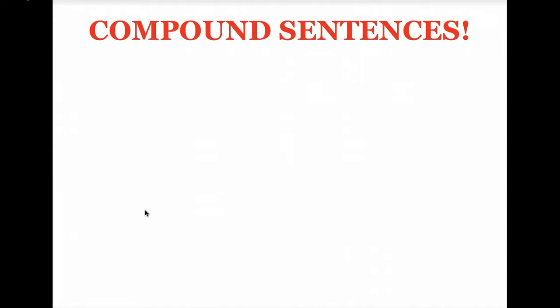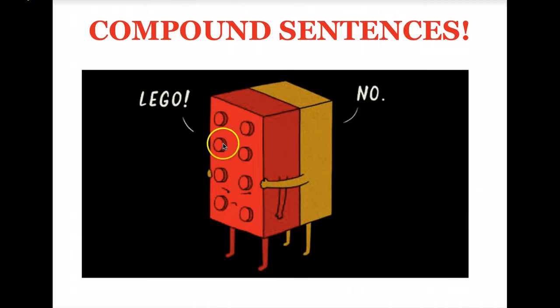Second kind of sentence, compound sentences. Now we're getting exciting, right? We're getting a little more complicated. This is a good visual to think of. Two pieces of Legos, this one's saying Lego, this guy's saying no. The reason why this is a good visual to go along with compound sentences is we have two things of equal importance or equal weight being put together in a compound sentence.